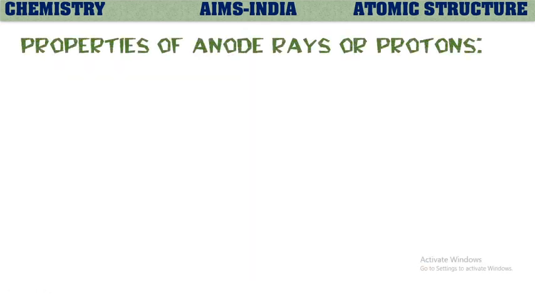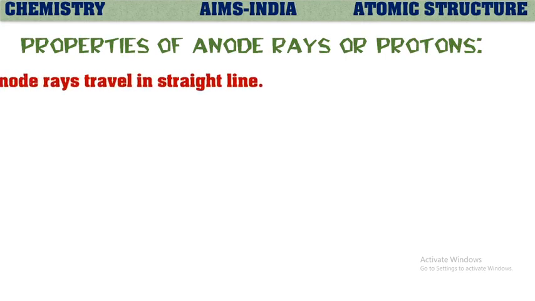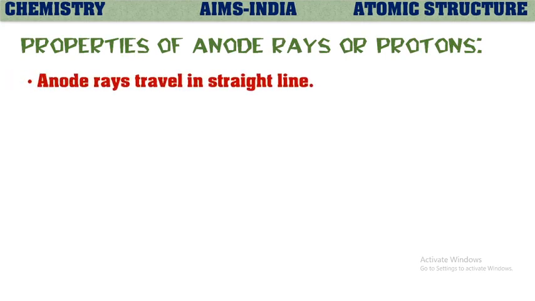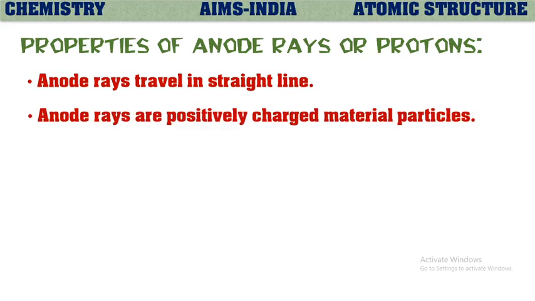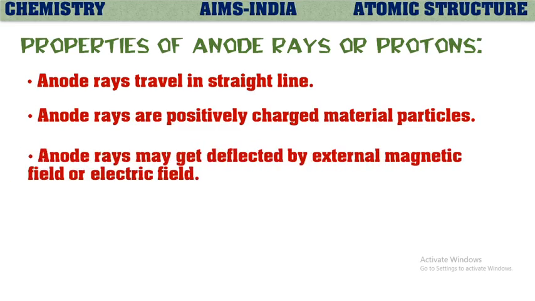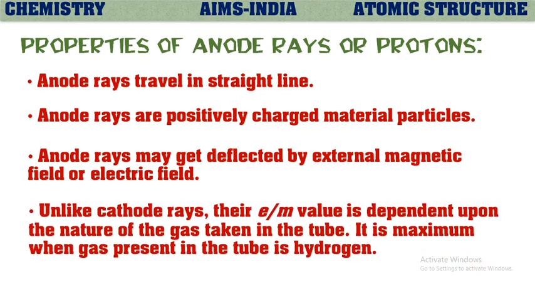Now let us see the properties of these anode rays or protons. Anode rays travel in a straight line. Anode rays are positively charged material particles. Anode rays may get deflected by an external magnetic field or electric field as they are charged particles.